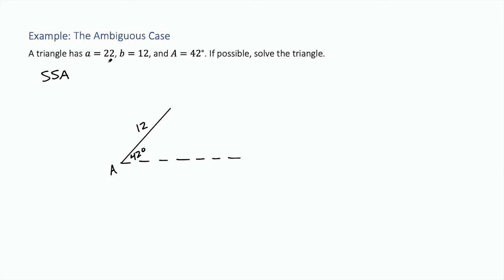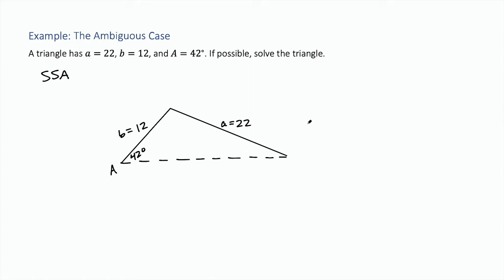Now, side length A is 22. It's longer than B, so there's no way that I'm going to be able to draw it down connecting this way, because it's got to be longer than B, which means there's only one possibility, and it's going to have to come down this way. And that means I'm only going to get one triangle here. Okay. So now I know I'm going to get a single triangle, and I'm ready to solve. So I need my third side, and I need these two different angles.